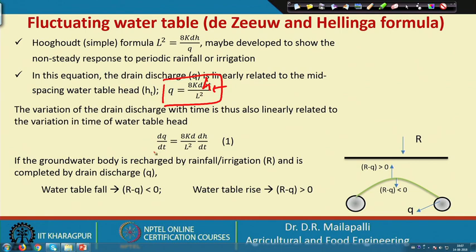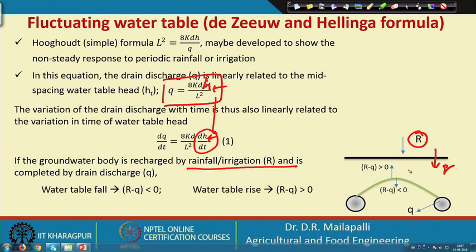So, now differentiate this dq by dt, 8 q d L square dH by dt. If the groundwater body is recharged by rainfall or irrigation, for example, here. So, this is the recharge or irrigation, and Q is taking place here. So, if R minus Q is greater than 0.